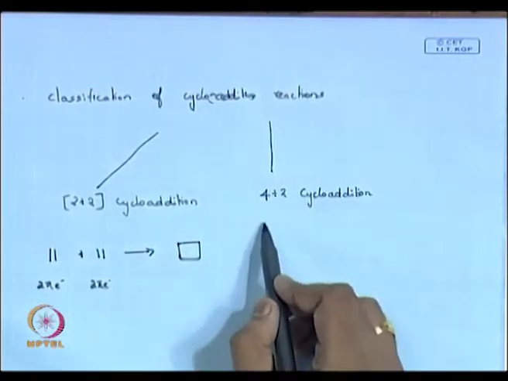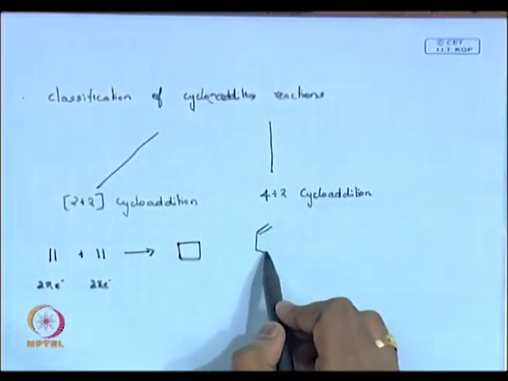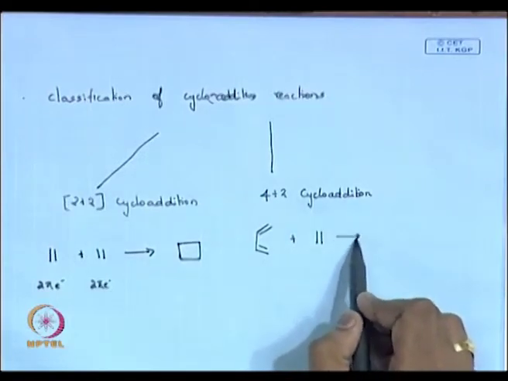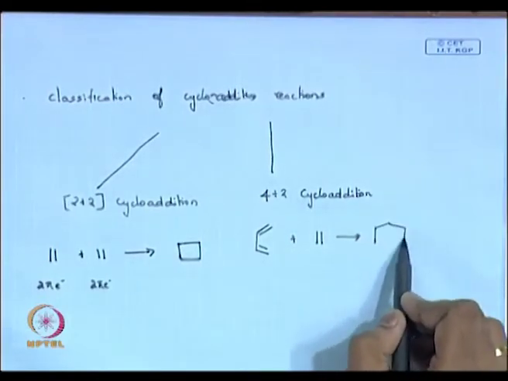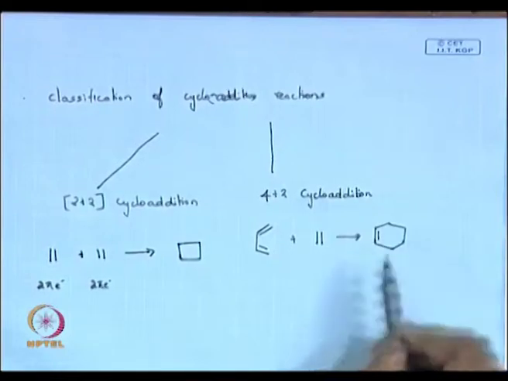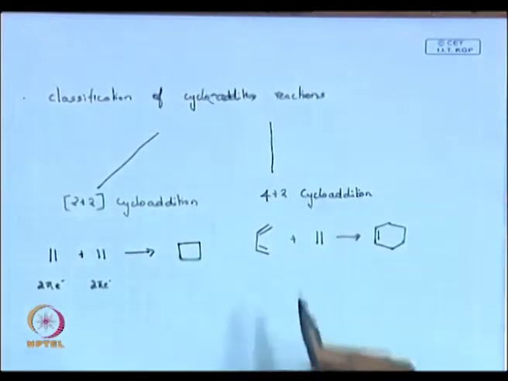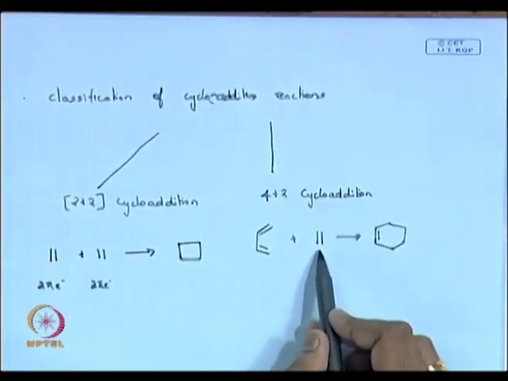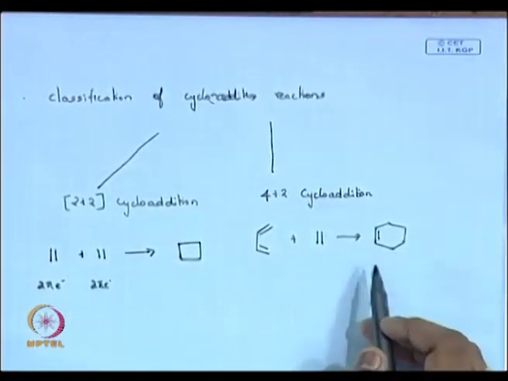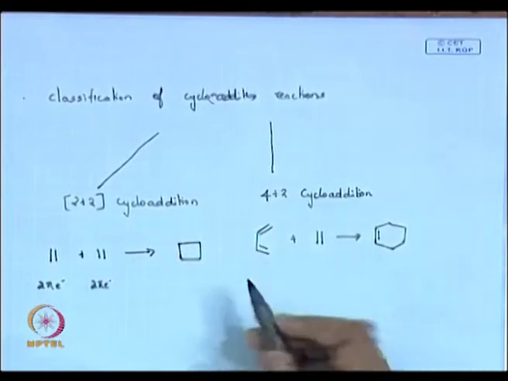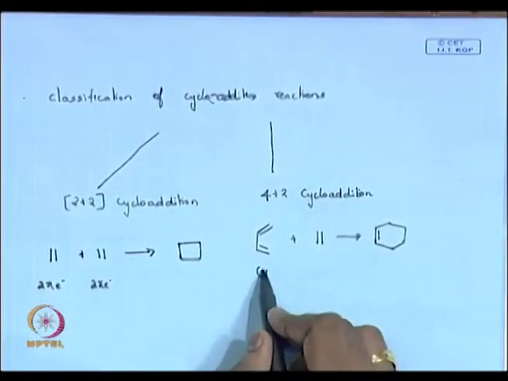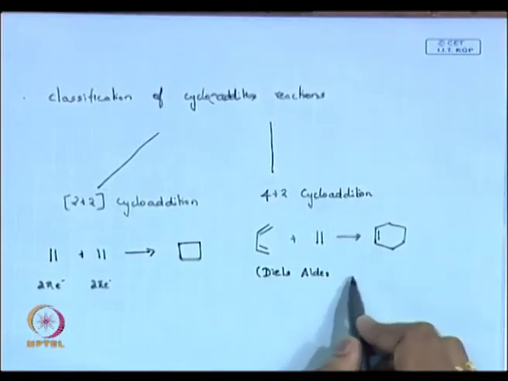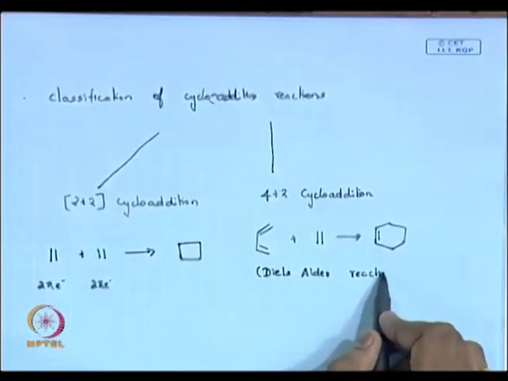where you can have butadiene plus an alkene to give you a cyclic product. So, this will be a 4 pi electron system and this will be a 2 pi electron system, giving you a cyclic product. This is your famous reaction, the Diels-Alder reaction.